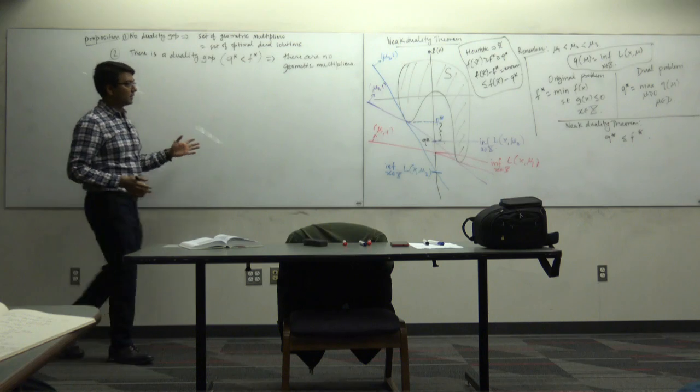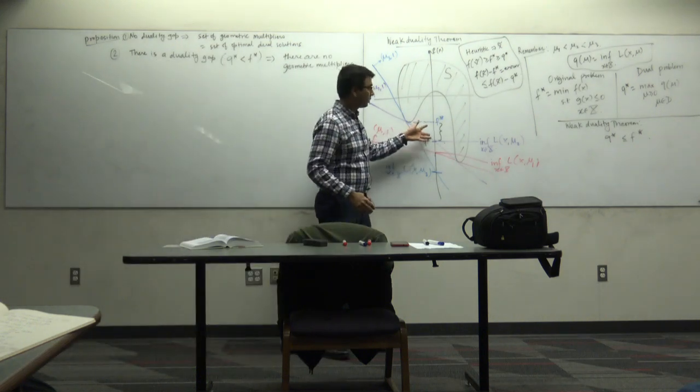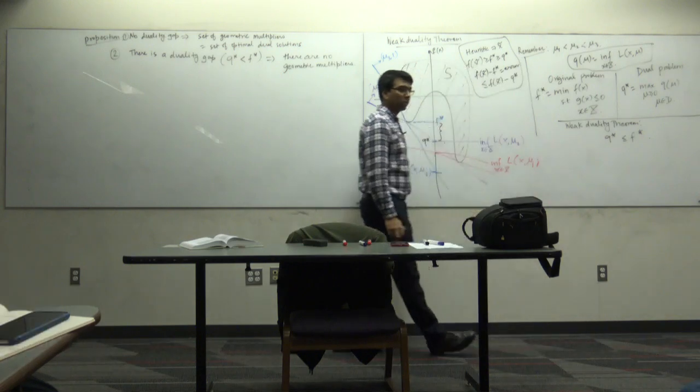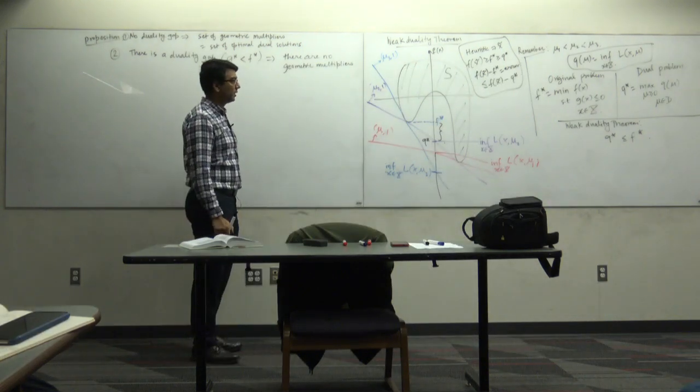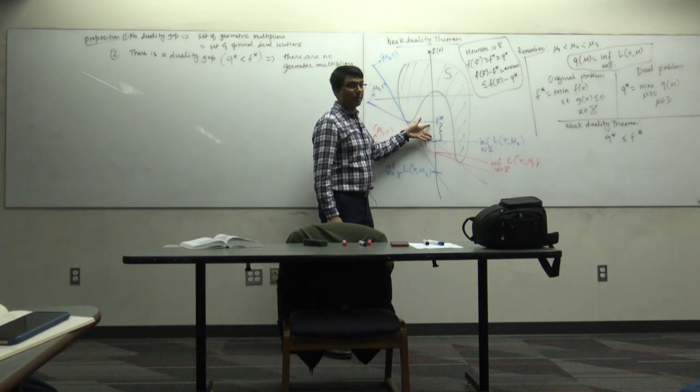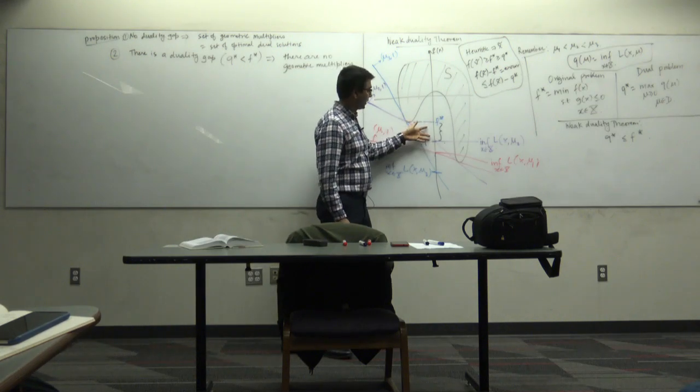Then we realized that, look, there is something called a duality gap. So we stumbled across this weak duality theorem: Q star is less than or equal to F star. And then we realized that there could be a duality gap in some problems, as is visible in this particular situation.